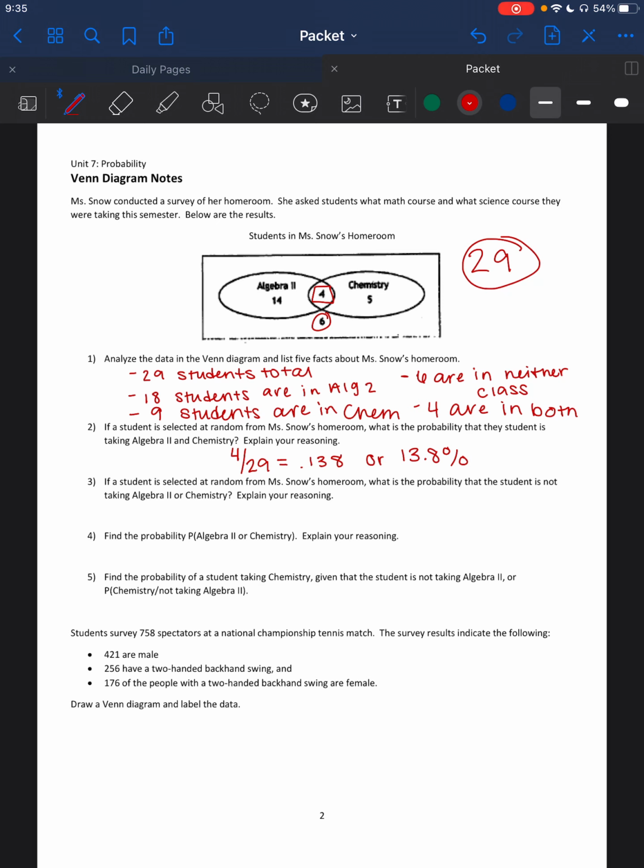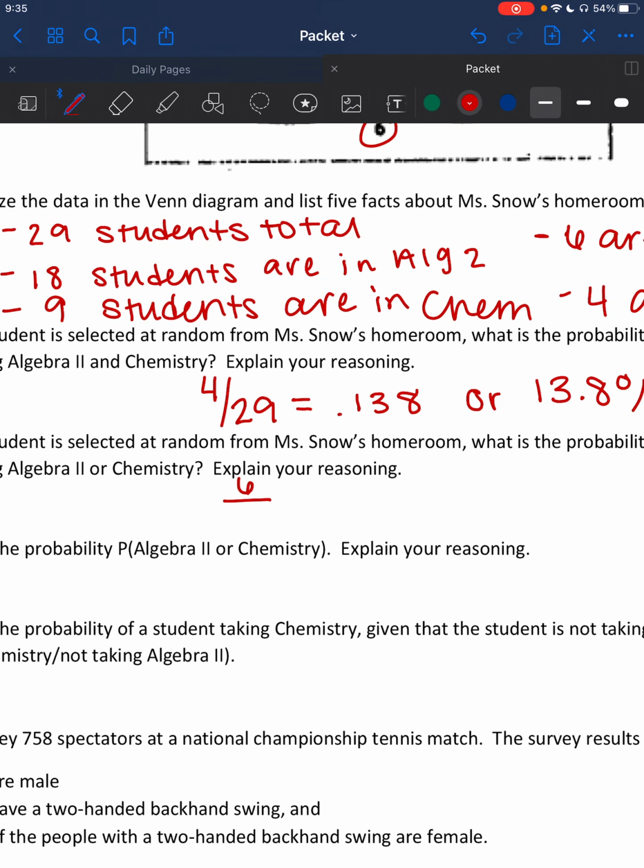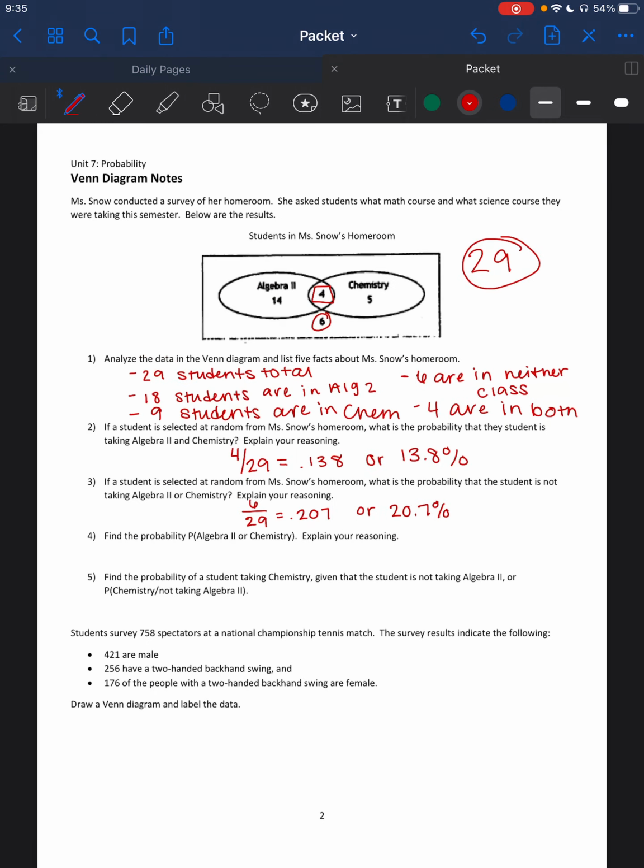A student is selected at random, the student is not taking either of the courses. So we have 6 that aren't in either course. That gives me a 0.207 or a 20.7%. Okay, so we want to typically go to one decimal after, a percentage was one decimal. Find the probability that we have Algebra 2 or chemistry.